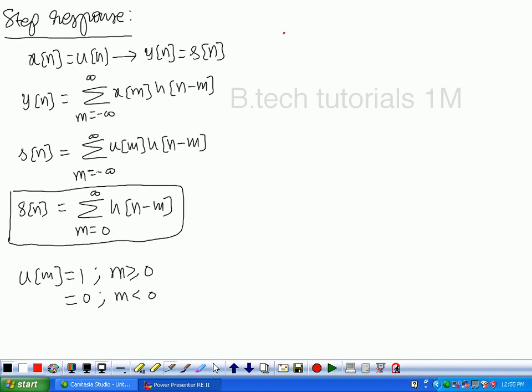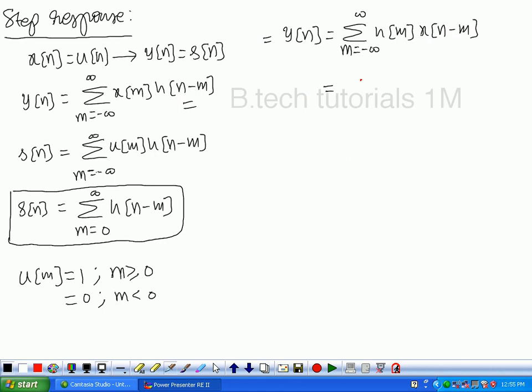Now we take one more equation. I write this y of n as sigma m equal to minus infinity to plus infinity h of m x of n minus m. Is it right? This equation and this equation both are the same. Convolution is commutative.